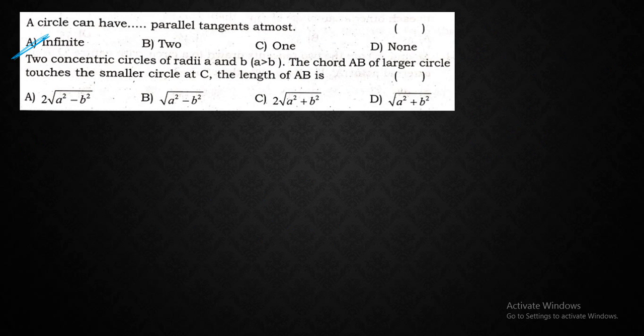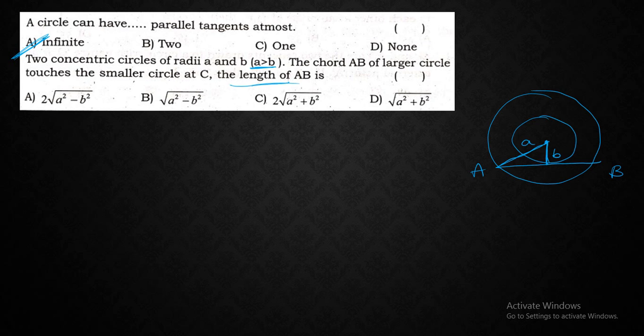Next, two concentric circles of radii A and B. The chord AB of the larger circle touches the smaller circle at C. Then the length of AB is. Now what has he given? A is the bigger circle and B is the smaller circle. So using this formula also we can find out the length of the chord. In this situation, this is the center. These are two concentric circles, and this radius is A and this radius is B. And what did he ask? Length of AB.